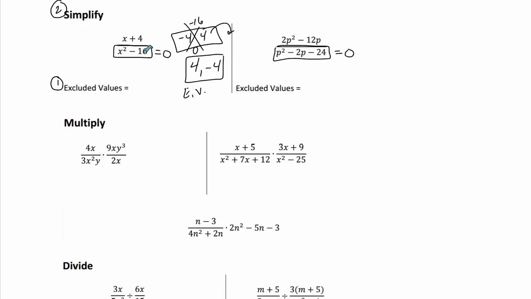That means that 4 and negative 4, if I plug it in, I get 0 in the denominator. And we said before that was very, very bad. So excluded values are 4 and negative 4. X cannot equal those two excluded values just like that. Now, I want to factor and simplify with this. So this was for excluded values.